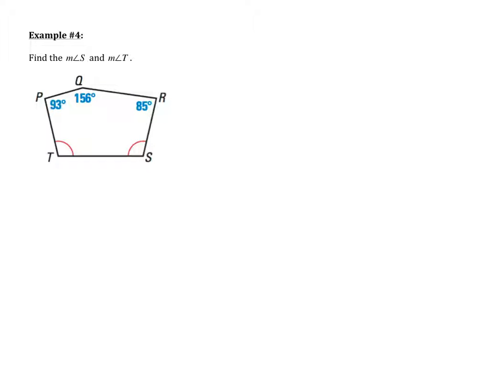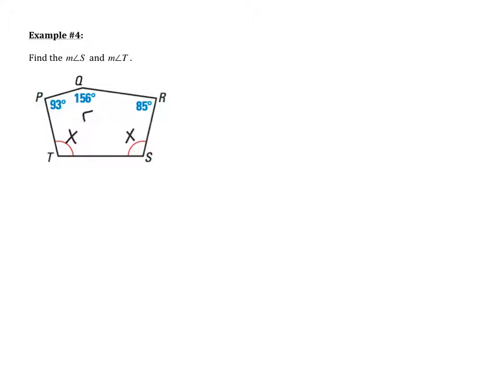And now on to example number 4. It says find the measure of angle S and the measure of angle T. Notice that the measure of angle S and the measure of angle T are congruent. So if I call this X, this would also be X. Once again, we have a 5-sided figure. So what we need to do is set up an equation and set it equal to the total number of degrees in a 5-sided figure.